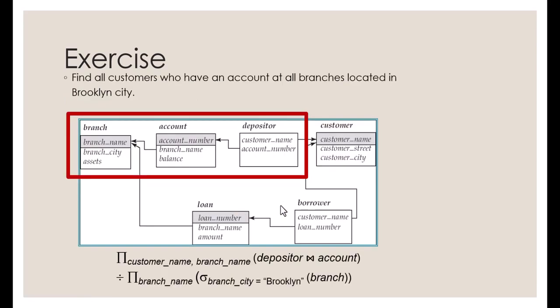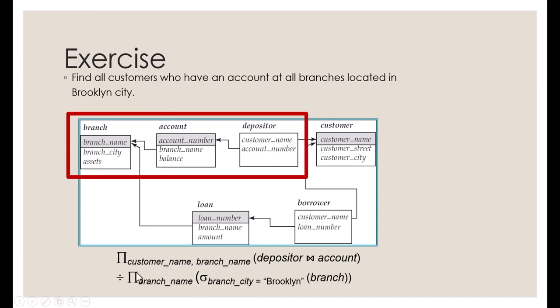Here is another example where we find all customers who have an account at all branches, or in every branch, located in Brooklyn City. Here we have a bunch of different tables, and we want to find out which ones are relevant. The first one we're looking at is depositor and account. We're taking a natural join between depositor and account, where they have the account number in common.